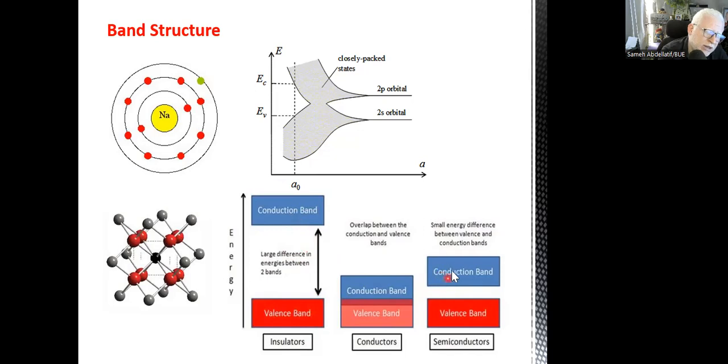On the other hand, this intermediate case, which is semiconductors, is when you have a gap, but it's a reachable gap. There is a gap, but under some external or internal, intrinsic or extrinsic conditions, you may be able to transfer some electrons from the valency band to the conduction band. That's why we call it a semiconductor.